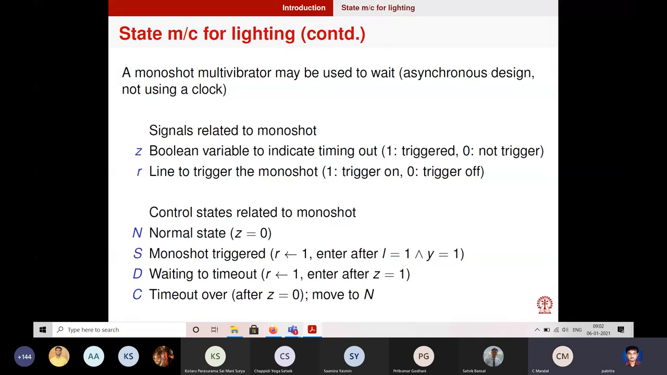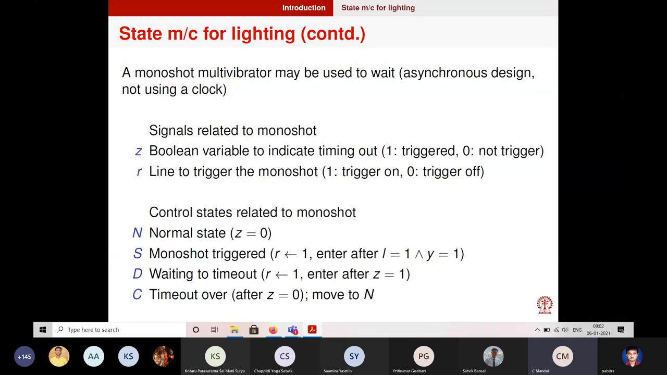Let me just tell you, monoshot. It's a very simple device. So let us say that its normal output is 0. The output of your monoshot is 0 normally, and then it has a trigger input. Think of the trigger input as a Boolean variable. It is 0 if you are not triggering and 1 if you trigger. The trigger is edge sensitive, which means if you leave it at 1, it is only the 0 to 1 transition which is the trigger.